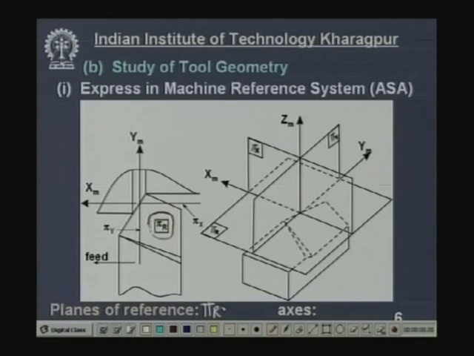Next, you take another plane, which is parallel to the direction of feed and perpendicular to pi r. It will be a vertical plane. This is called the machine longitudinal plane, expressed by pi x. So, machine longitudinal plane pi x.